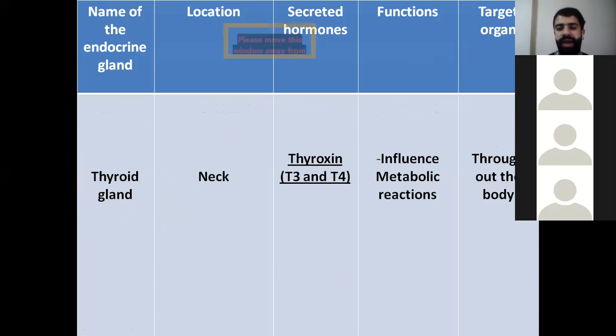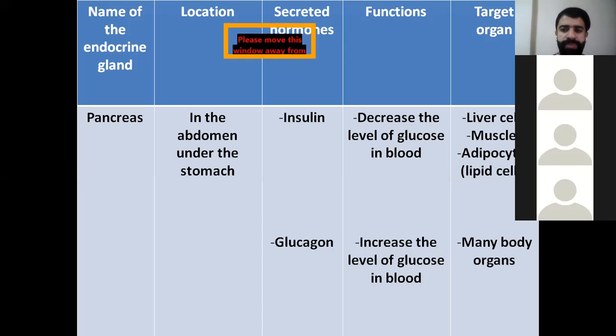These hormones, thyroxine, will influence the metabolic reaction and will increase the metabolism inside the body, and it works throughout the whole body. Moving to the pancreas. We said that it's located in the abdomen under the stomach. It secretes two hormones, insulin and glucagon.